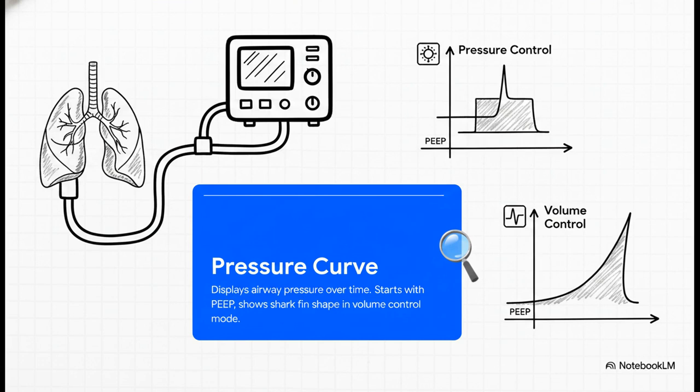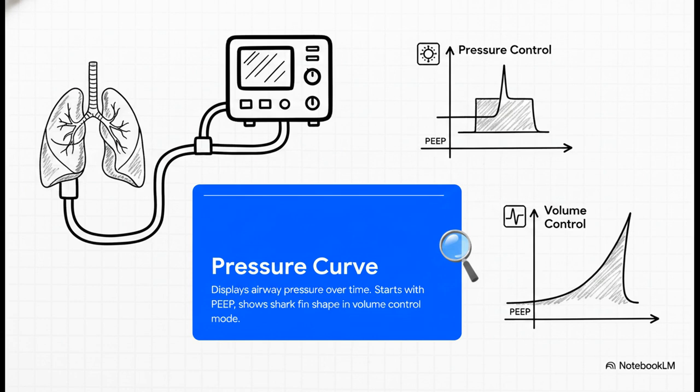So, to spot any weird anomalies, we first need to establish the baseline behavior of our primary witness, the ventilator itself. The very first curve we look at is the pressure curve, which, as it sounds, tracks airway pressure over time. Now, notice it doesn't actually start at 0. It usually starts a bit elevated with a little bit of PEEP. That's positive end expiratory pressure right at the baseline.